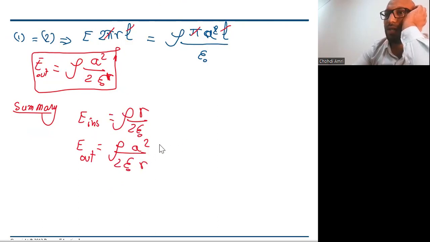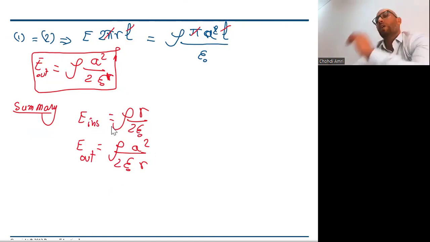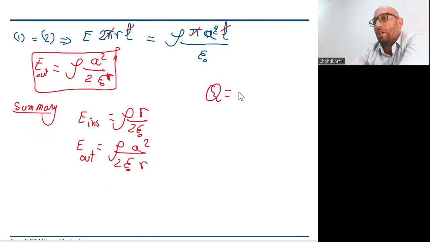Okay, but you must know how to write the electric field as a function of the total charge Q. To do that, we know that Q, the total charge, is rho multiplied by V of the charged cylinder. Okay, whatever. Let's come back.